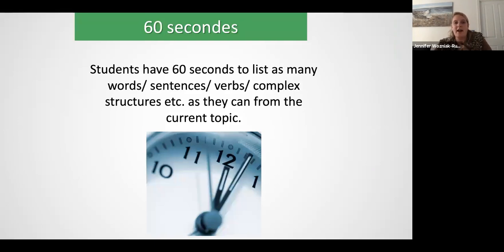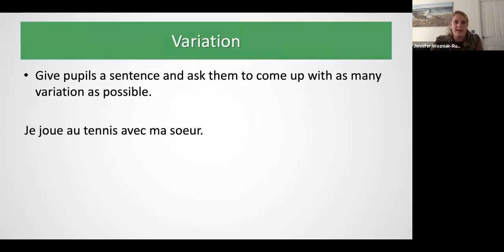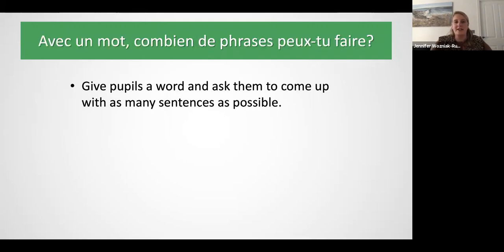Here as well, the students have 60 seconds to list as many words or sentences as they can from a current topic. Or what you can do as well, you give students a sentence and ask them to come up with as many variations as possible. So, it could be je joue au golf avec ma sœur, je joue au rugby avec mon frère, and so on. Just again to practice the vocab. Same thing, you give the student a word, and how many sentences can they make with that word.